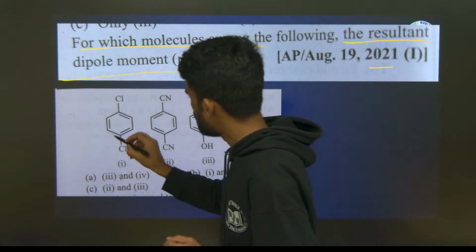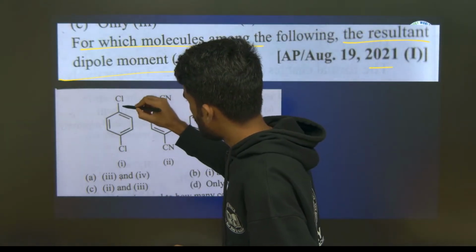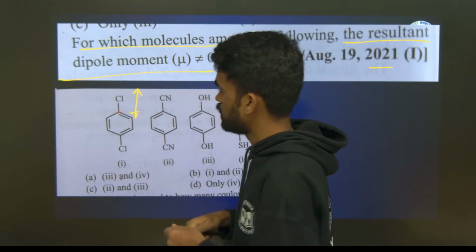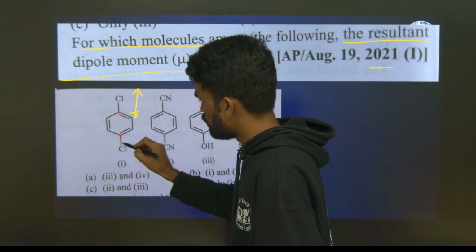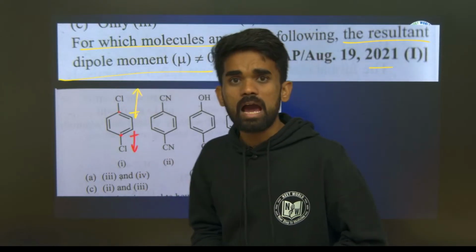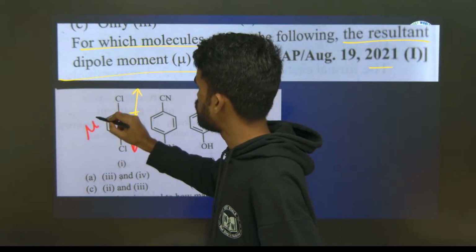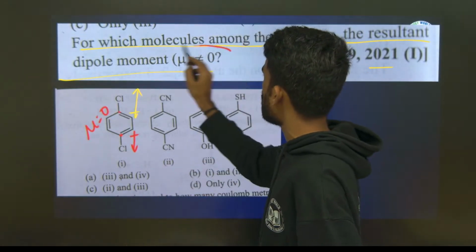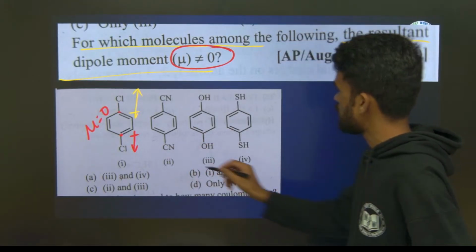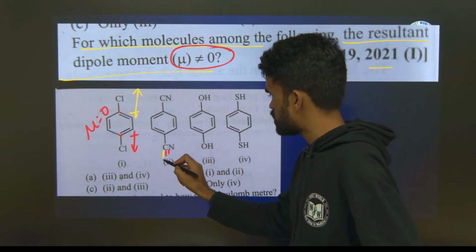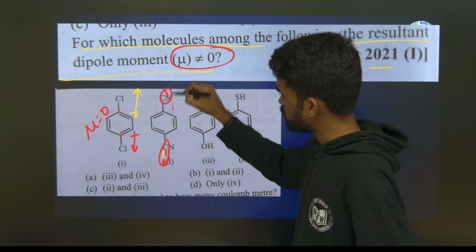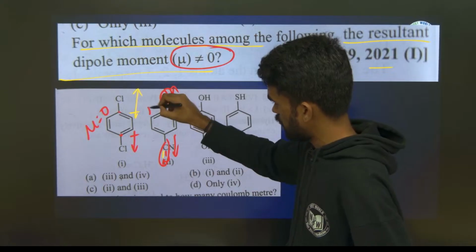So look here, the chlorine is more electronegative than this carbon, so the bond polarity will be upside, and here chlorine is more electronegative, so the bond polarity will be downside. So they are exactly opposite to each other, so the mu value will be 0 in this case. They are asking non-zero. In this case also cyanide, which is an sp hybridized species, like this nitrogen, it is linear, exactly opposite, mu here also 0.